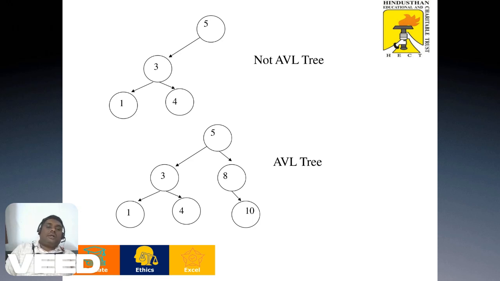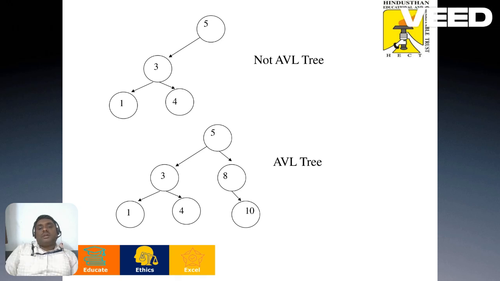But when we check with an AVL tree, we calculate the balance factor. For 1, 4, and 10 it is 0, and for 3 and 5, when we calculate, 3 is 0, for 5 we will have -1, and for 3 we will have 1. So this is an AVL tree.